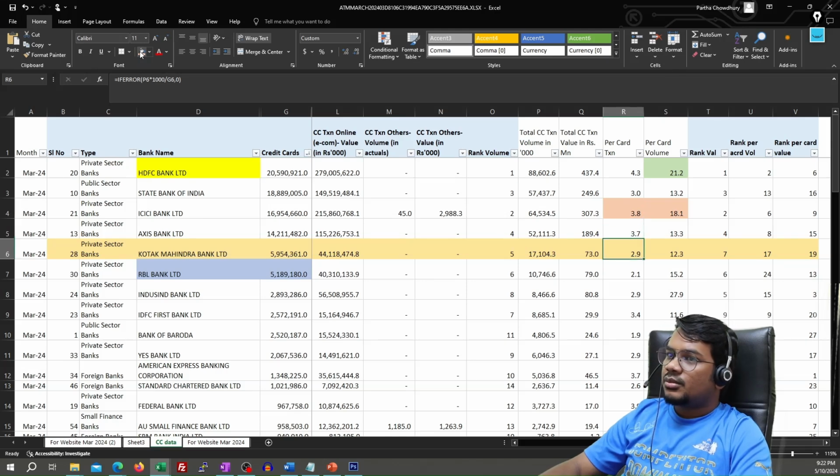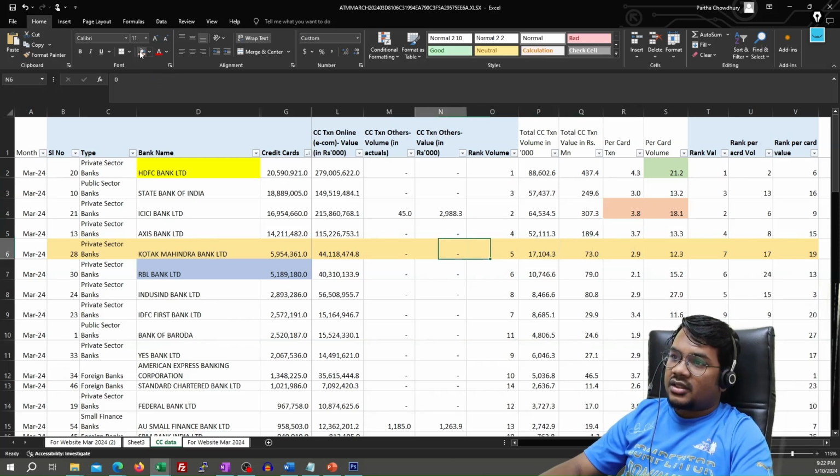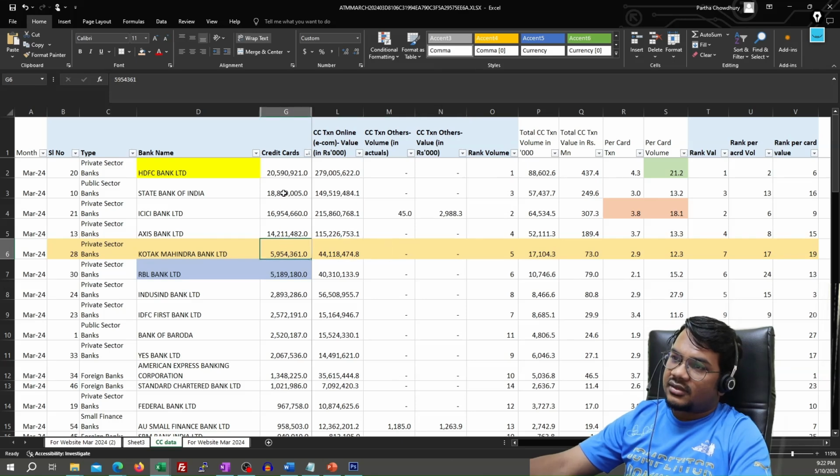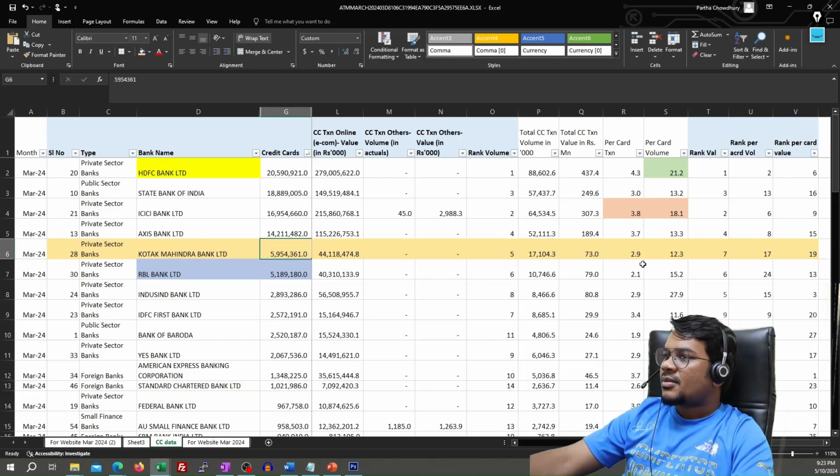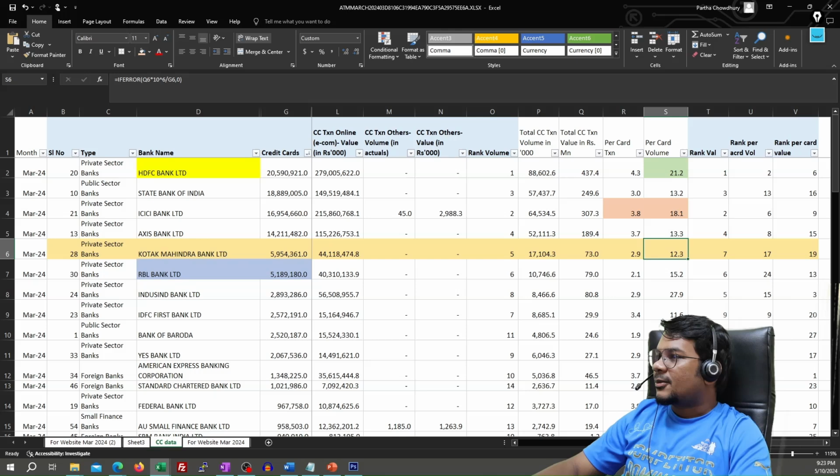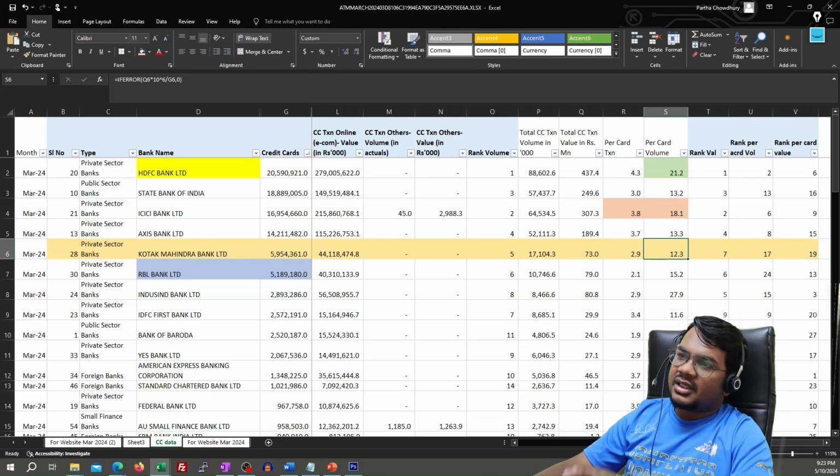Now come to Kotak Mahindra Bank. It is much lower at 2.9, but see 2.9 here, 3.0 here. Quality-wise, per card transaction is not much of a difference. But if you see the volume of customers, they have 1.8 crore versus only 59 lakhs, or close to 60 lakhs of customers. So this is how we can create multiple charts out of it, which I'm not showing. This is not the scope of this particular video.